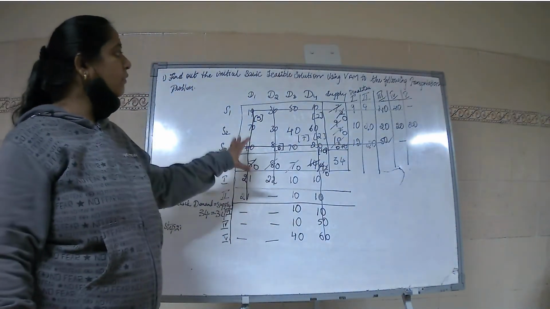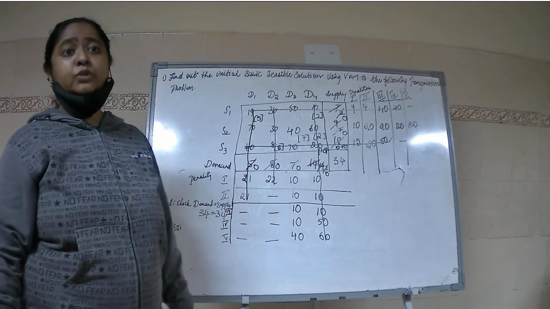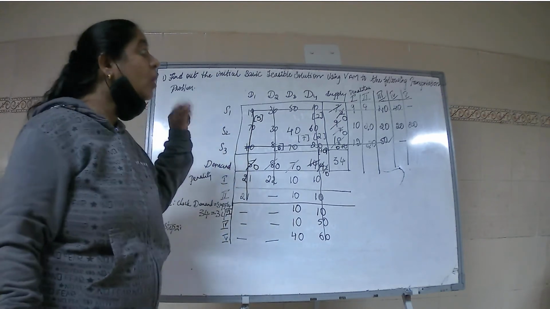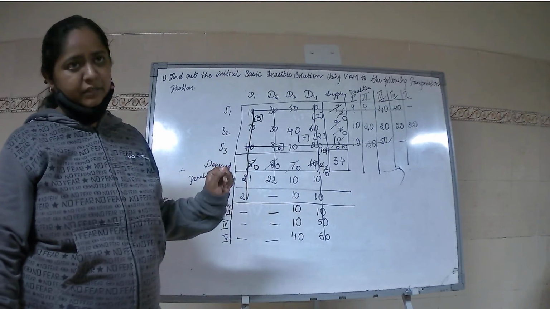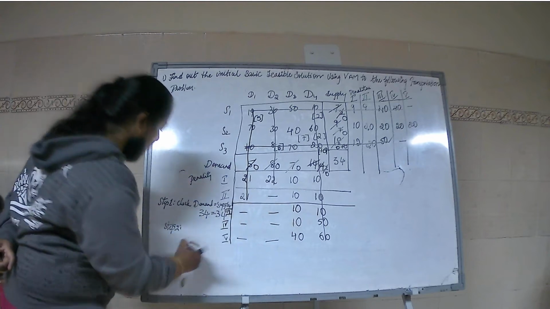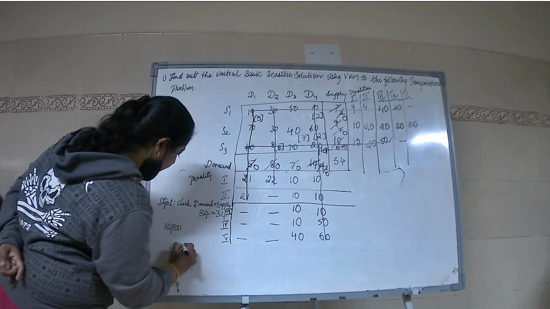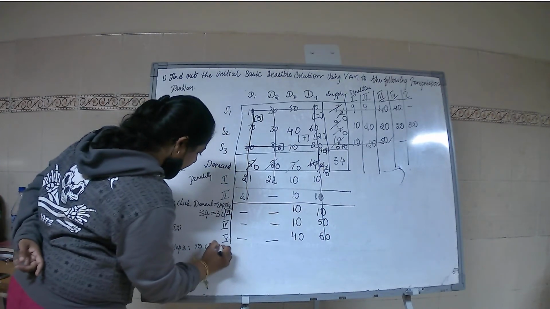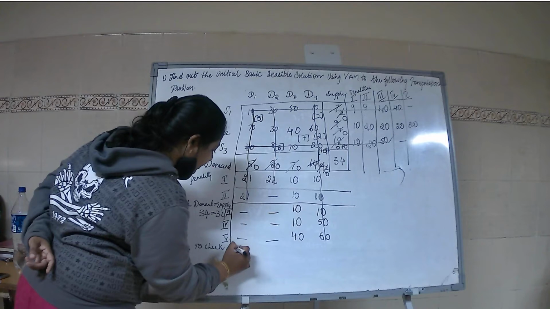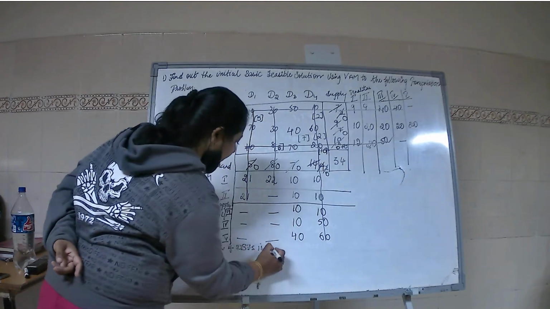Okay, so this is how we calculate step 2 using the VAM method, which is also called, as I told you in my introduction, the penalty method. Now we have to go ahead with step 3. That is step 3, to check if IBFS is satisfied.